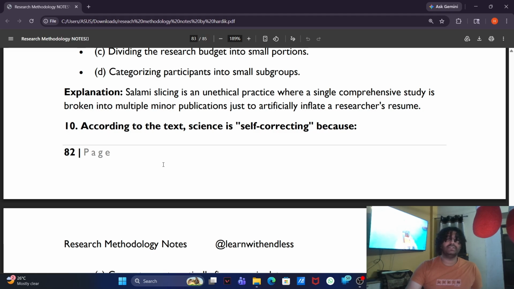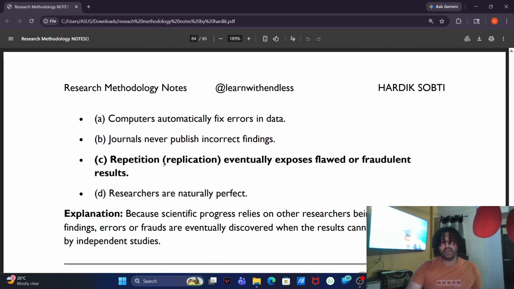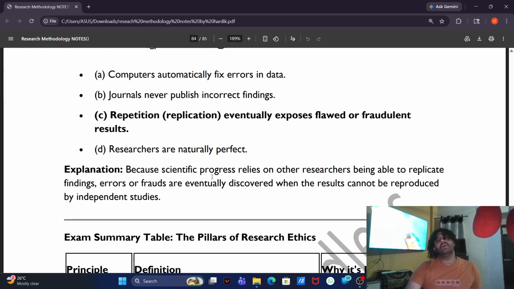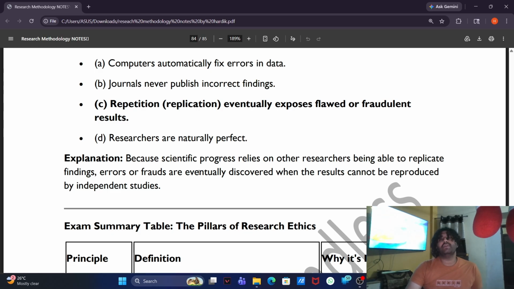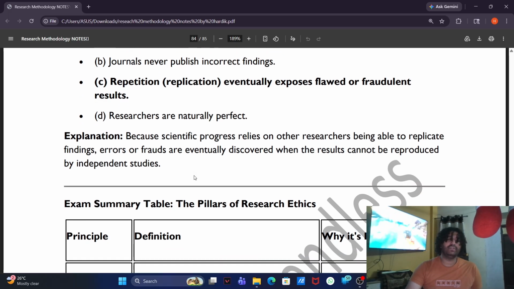According to the text, science is self-correcting because repetition and replication eventually expose flawed or fraudulent results. Because scientific progress relies on other researchers being able to replicate findings, errors or frauds are eventually discovered when results cannot be reproduced by independent studies.